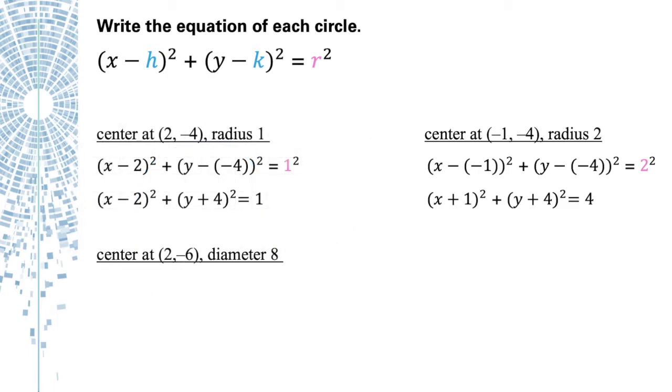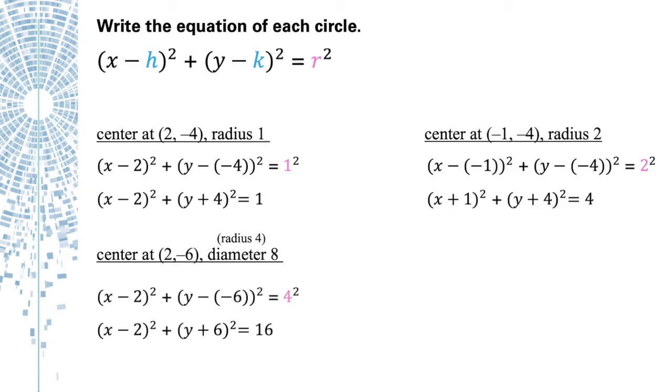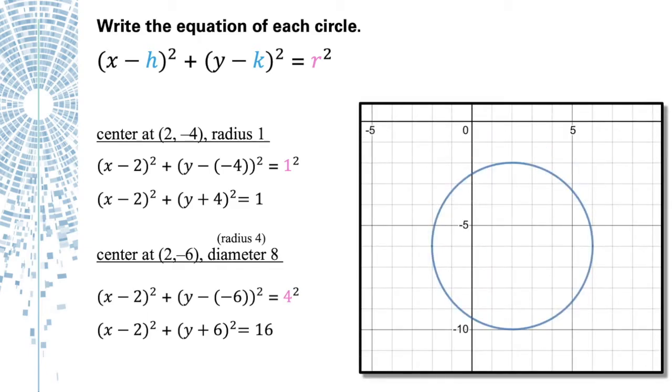Okay, what about the center at (2, -6) with a diameter of 8? Well, if the diameter is 8, that means the radius is 4, and that's what we need. So we'll plug all this in like we did before, and we get (x - 2)² + (y + 6)² = 16. Looks like that.